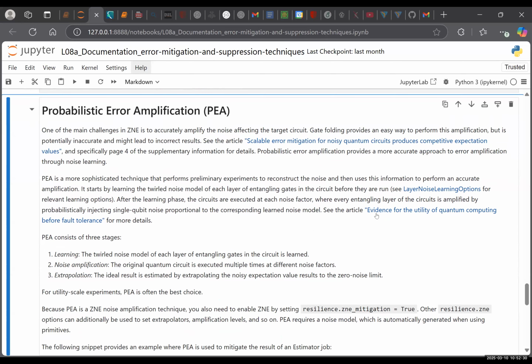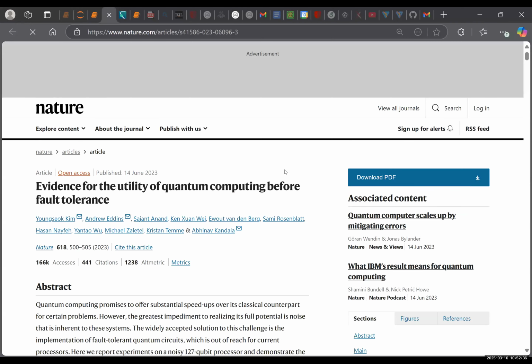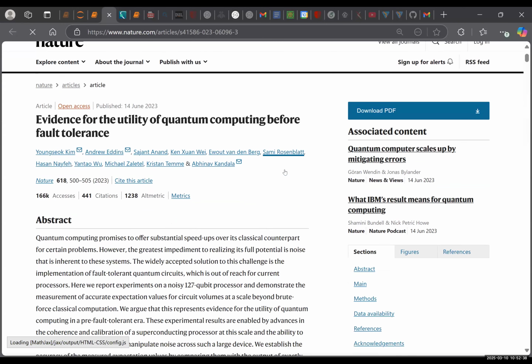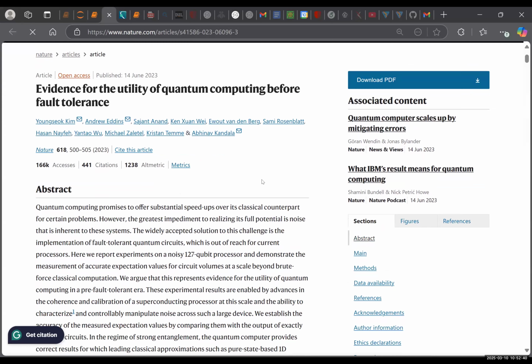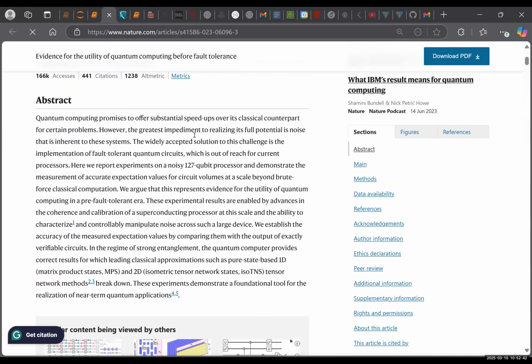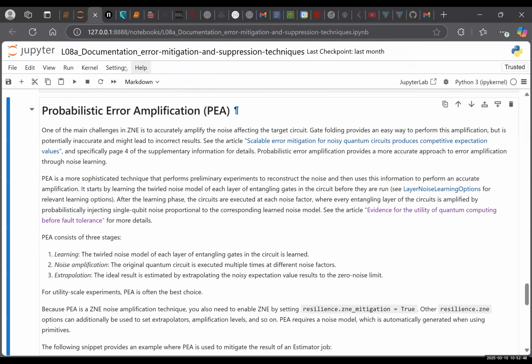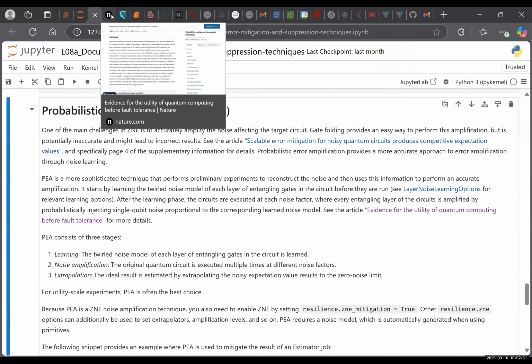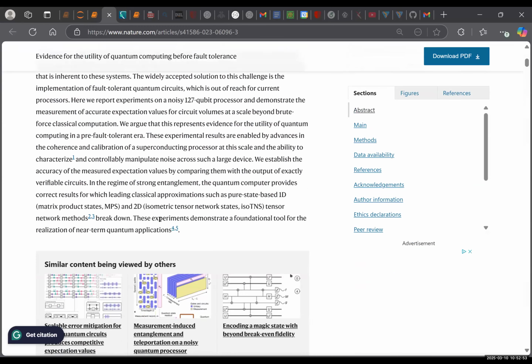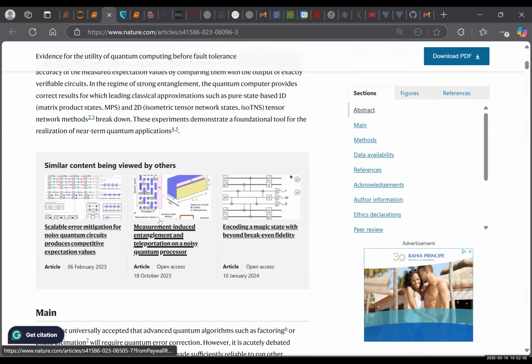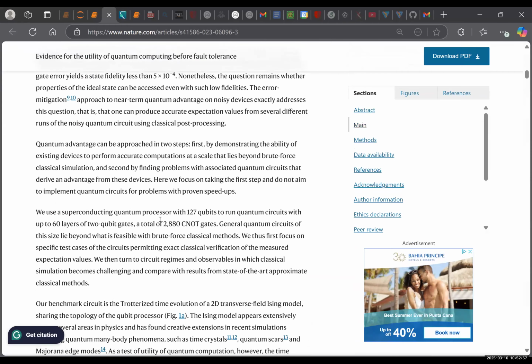Yeah. So there's also this paper, the utility paper. This is a famous paper by IBM where they do some kind of noise mitigation. I don't think they do the full-scale PEA. Maybe just to see the diagram, I think they also have this kind of extrapolation.